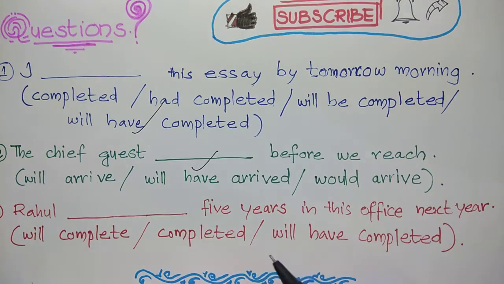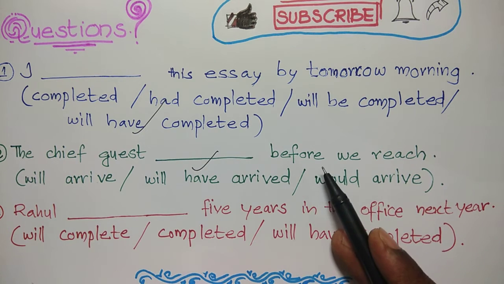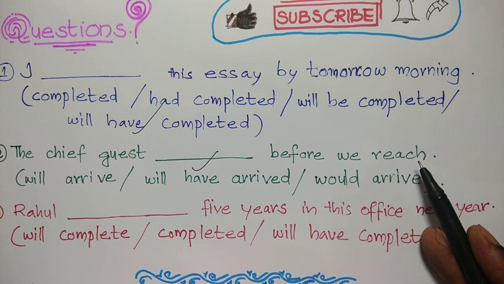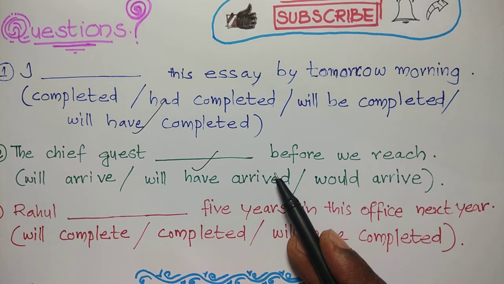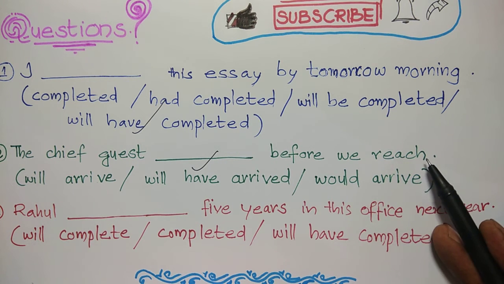Here it was will have completed. Here it is will have arrived. The chief guest will have arrived before we reach. So a completed action before a succeeding action in the future.